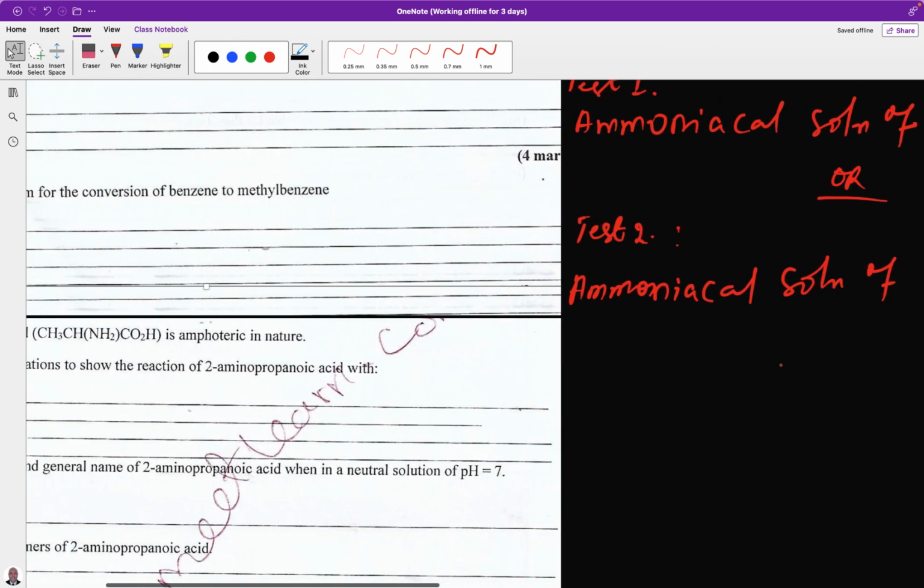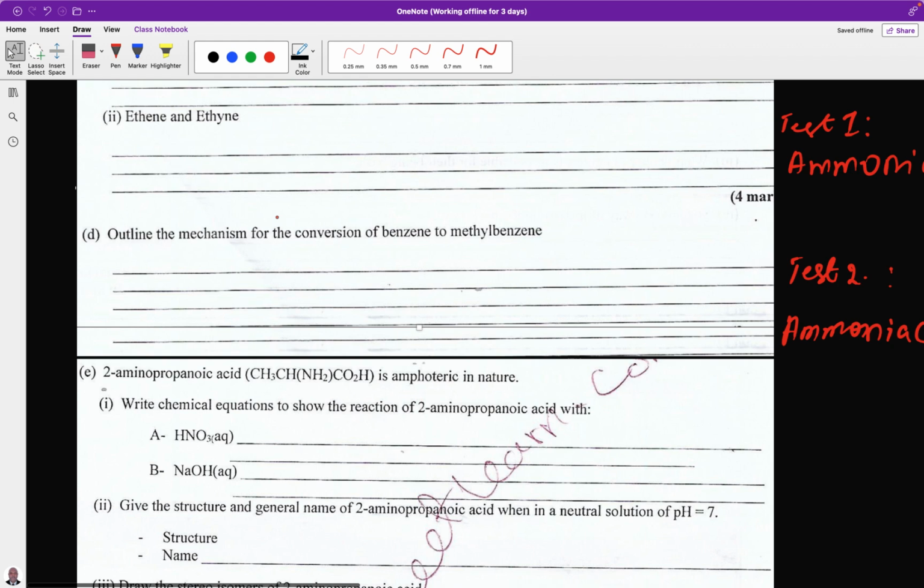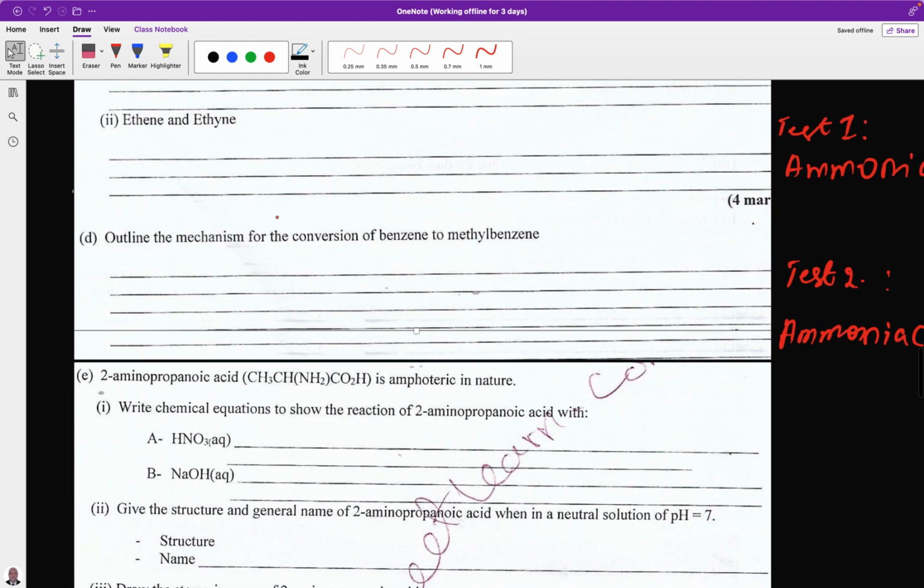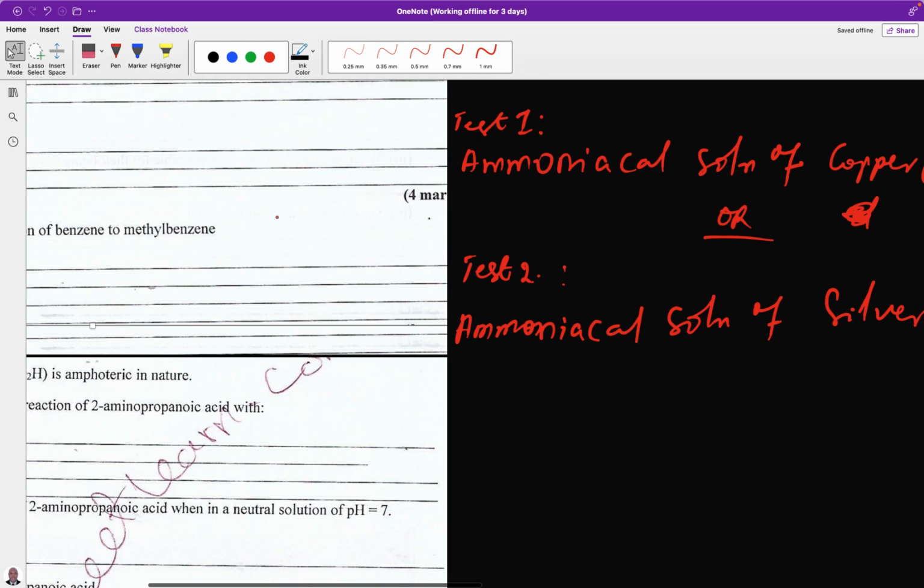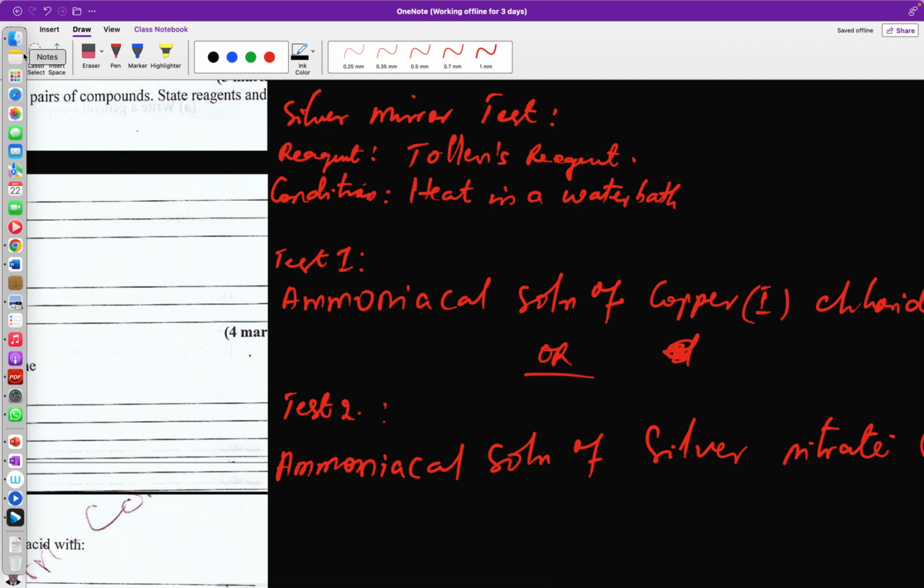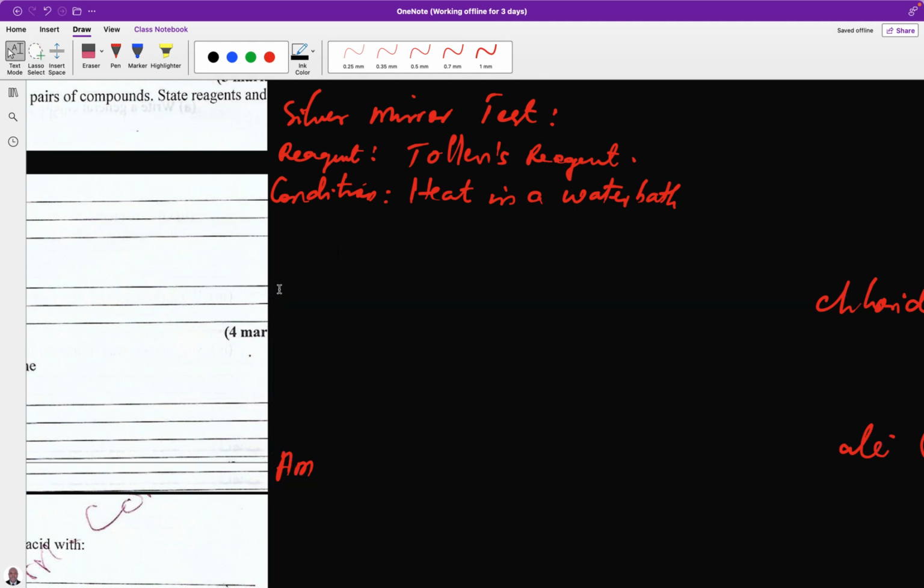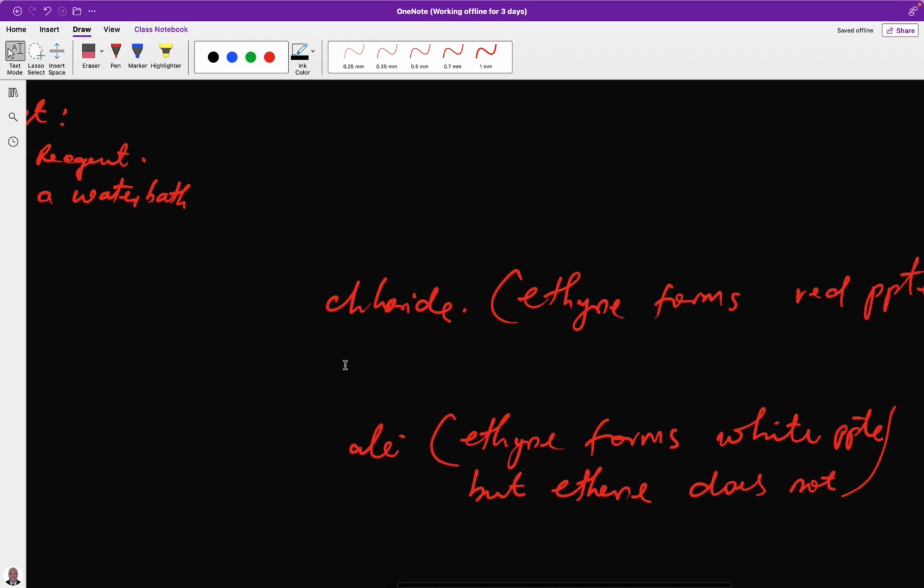Now again, it takes us to the other section. Outline the mechanism for the conversion of benzene to methyl benzene. If you had watched our video on alkylation of benzene, you will notice that with alkylation of benzene, it is possible to produce methyl benzene.